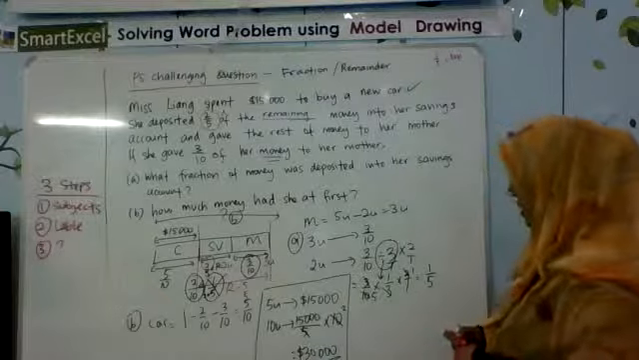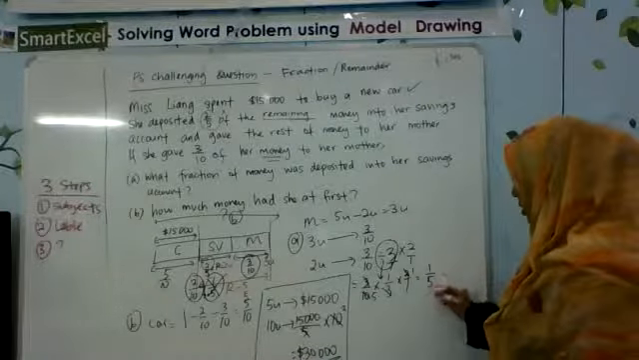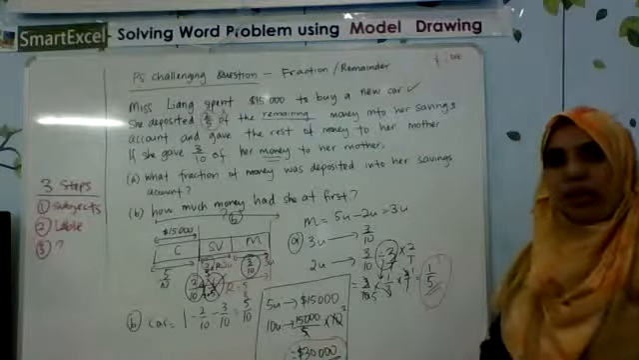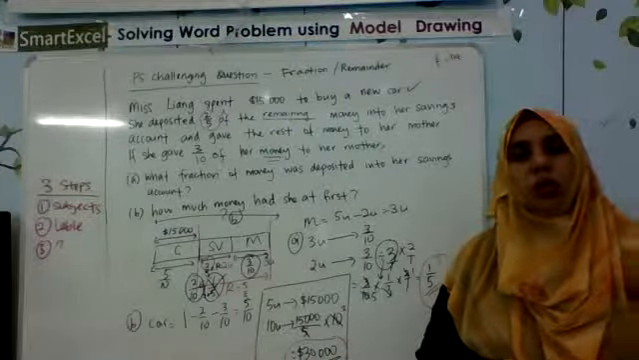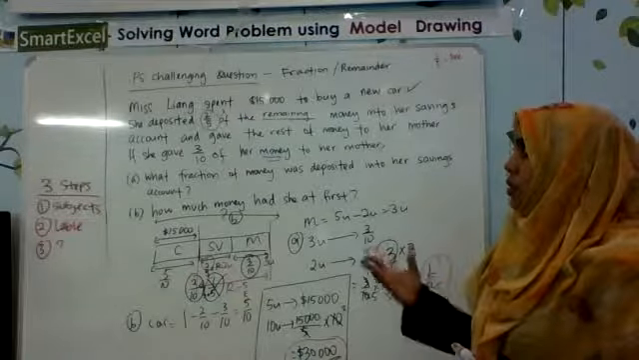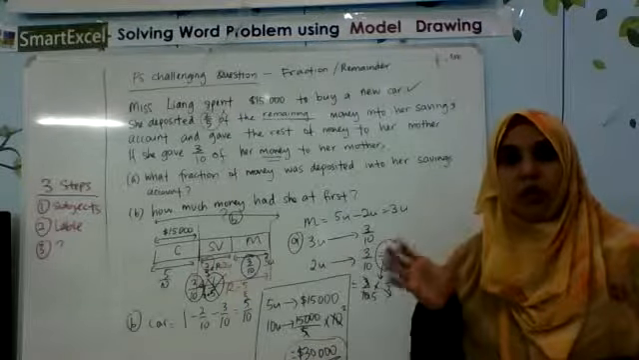Your first answer for A is 1 over 5, and your second answer is 30,000. So I hope this video helps you to understand more clearly on the fraction topic when you have a remainder there.